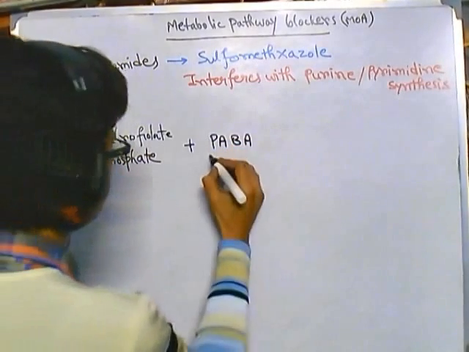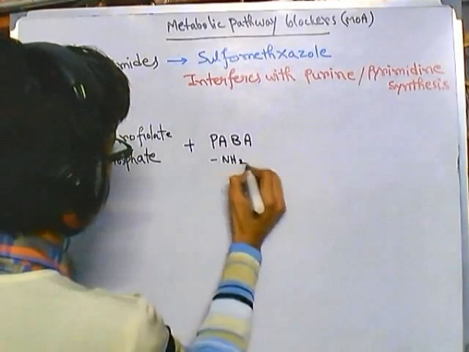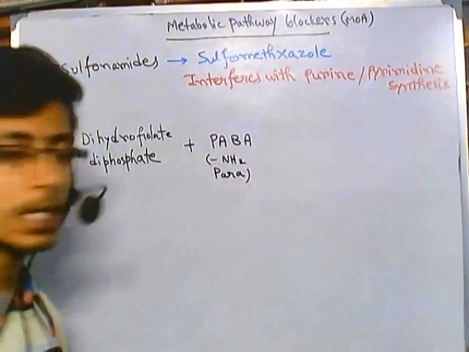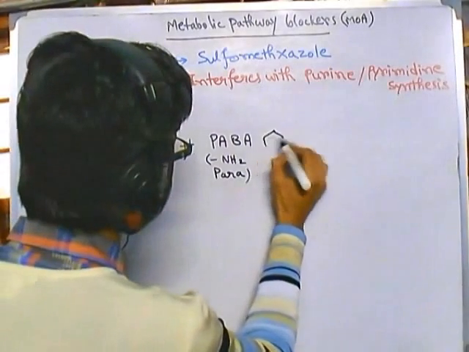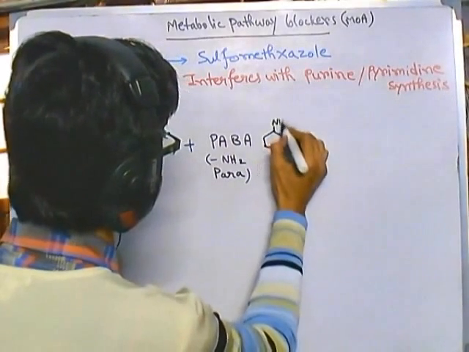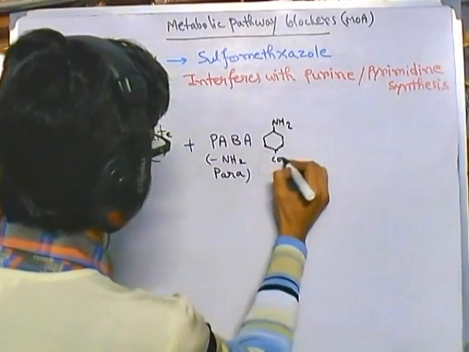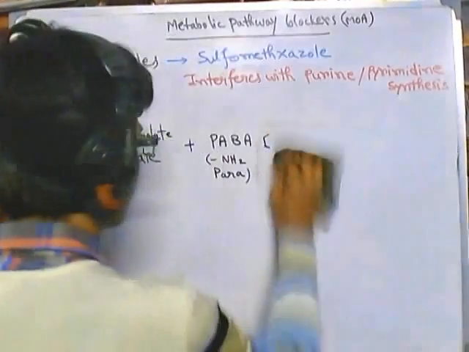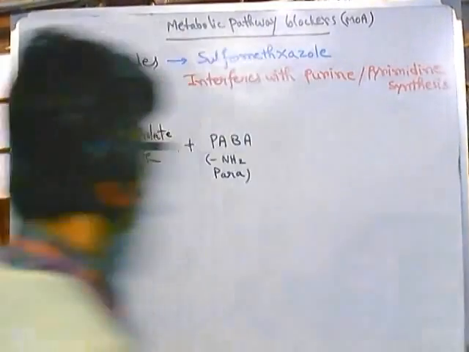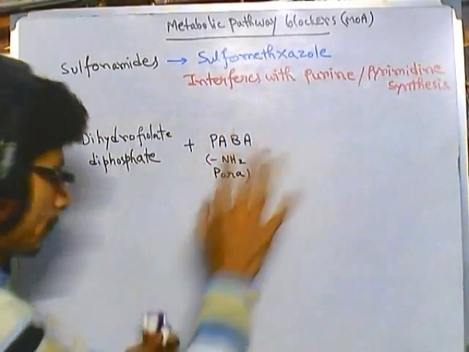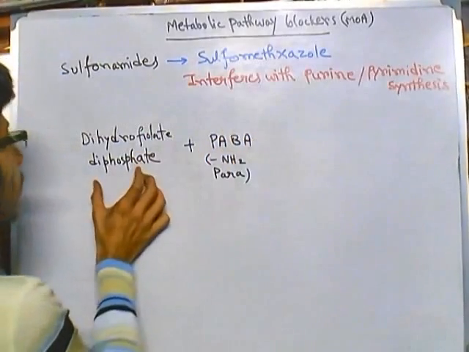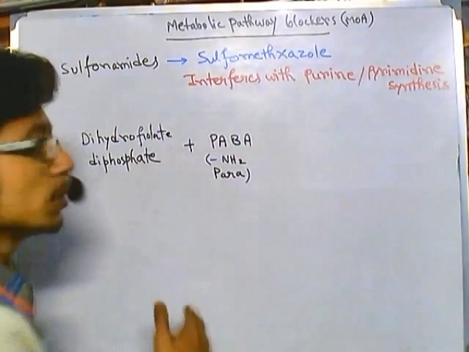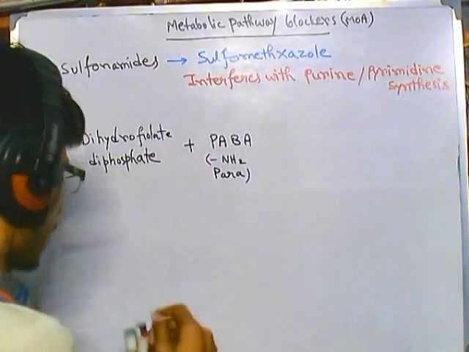Okay, so that means it has an amino group at the para position of the benzene ring, right? That's why you call it para. It has a structure slightly like this, a para-position amino group like this or something like that. So it's called para-aminobenzoic acid if I'm not wrong. Anyways, PABA or para-aminobenzoic acid, and also dihydropterin diphosphate, these 2 things are the precursor molecules to produce the folate which is required.